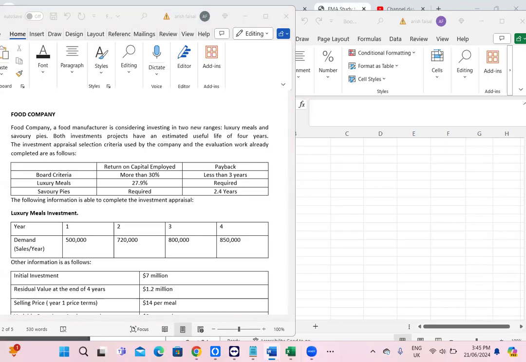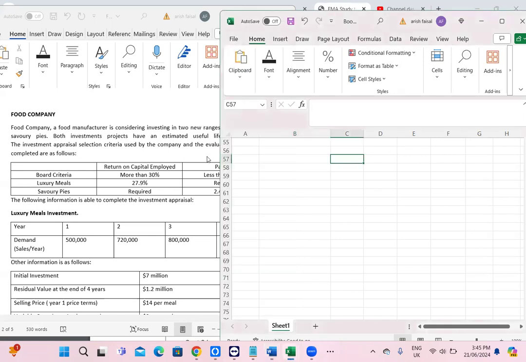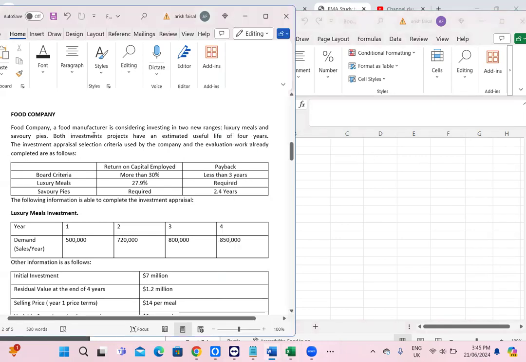Okay, so this is the second question we have on the basic investment appraisal techniques, that is your ROCE, return on capital employed, and the payback period. After solving this question, we will see a couple of MCQs with respect to these topics. If you look at this question, it's a food company.